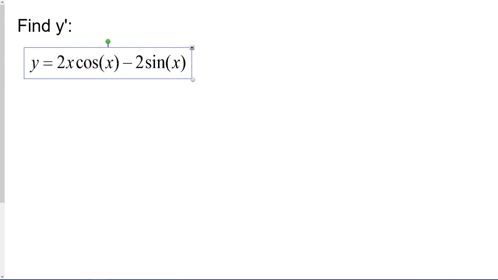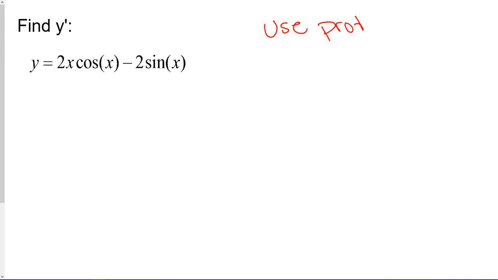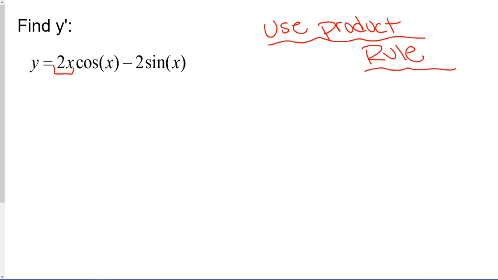Okay, so in this case, we're going to take the derivative of this function here. Now this function doesn't look very nice, but it's actually pretty nice. Okay, it's going to work out. We're going to use the product rule. Okay, our product and our quotient rules are going to work just the same even though we're working with trig functions. Okay, in this case we have two pieces here.